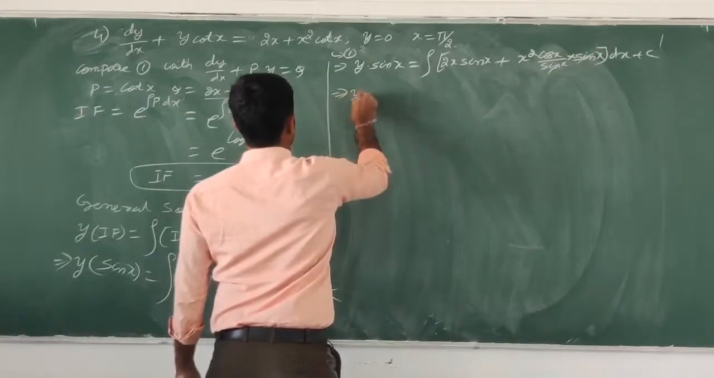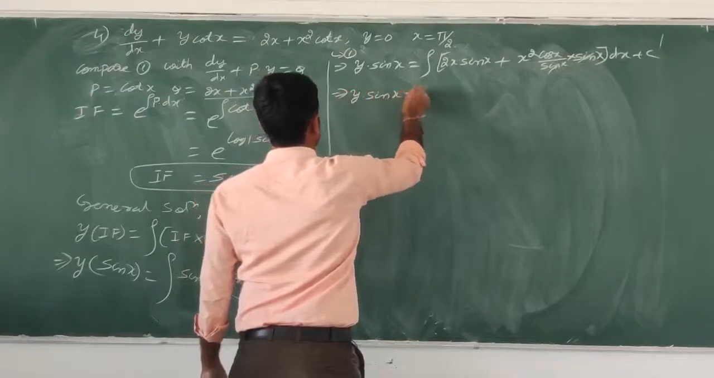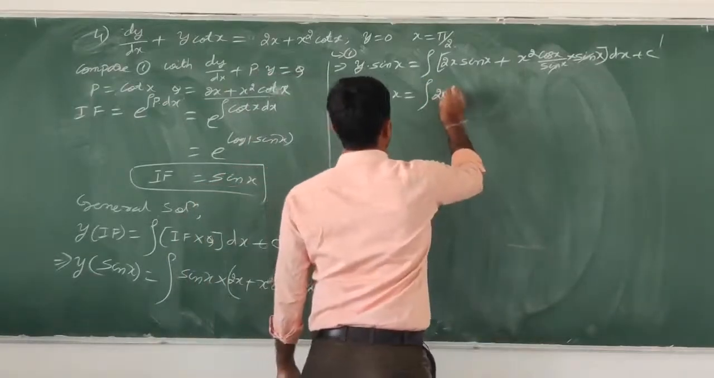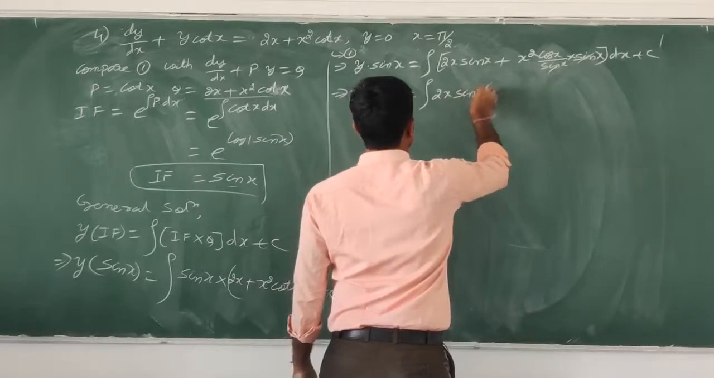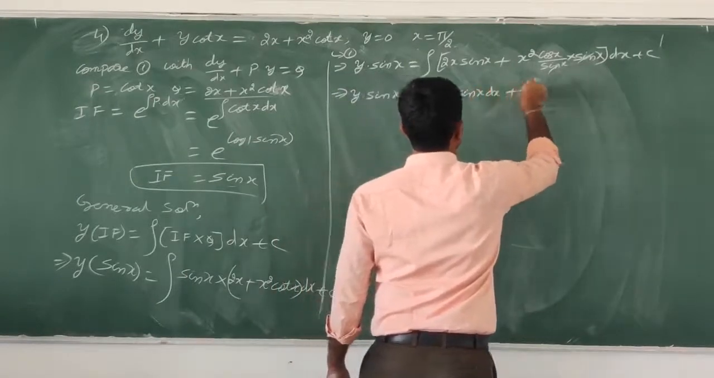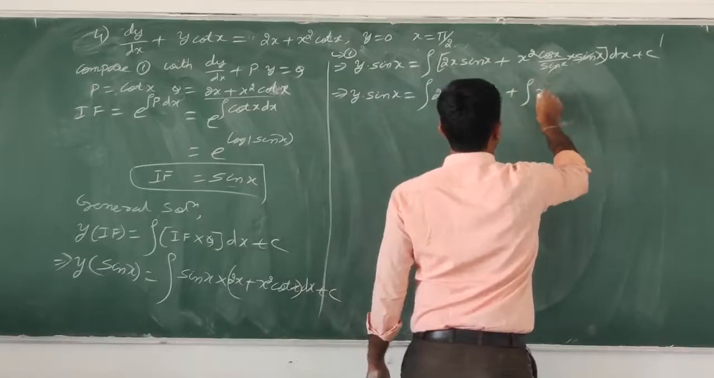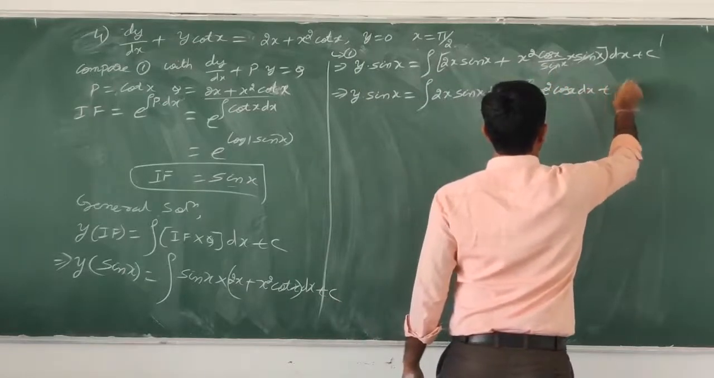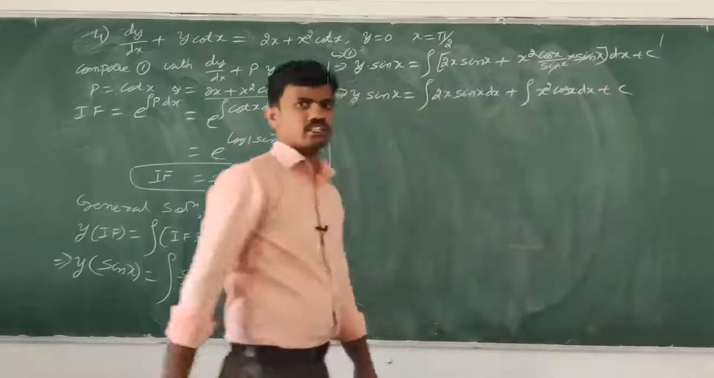This implies that y into sin x is equal to integration of, split it. On splitting the integration we have integration of 2x into sin x into dx plus integration of x square cos x into dx plus c. Okay, so up to here it is being written easily.